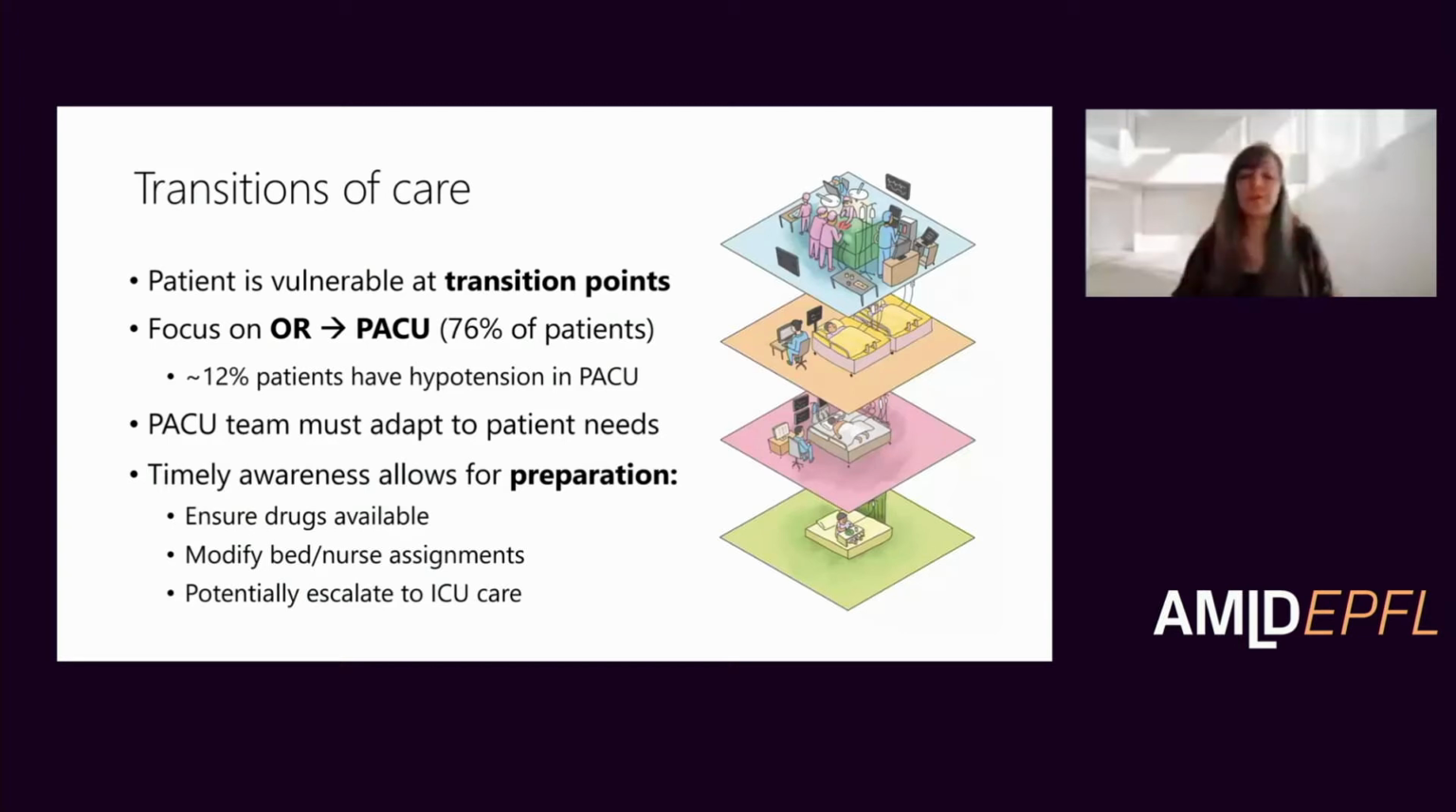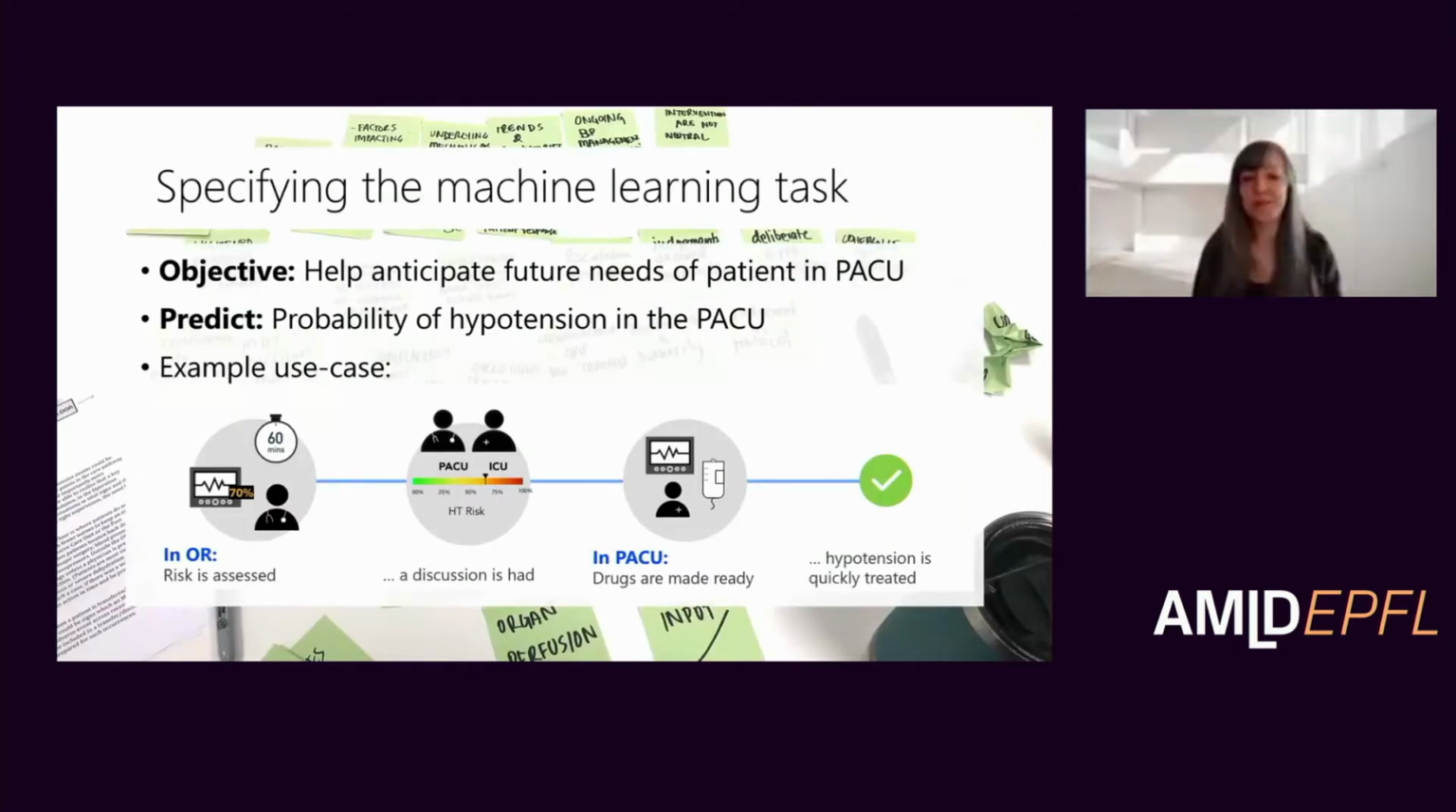So with our understanding of the problem, we're now ready to think about how we turn this into a machine learning task. This is my sort of exciting point from the machine learning perspective. So we know that what we're trying to do is anticipate the future needs of the patient in the PACU. So we translate this into a supervised classification problem of predicting the probability that this patient will have hypertension in the PACU.